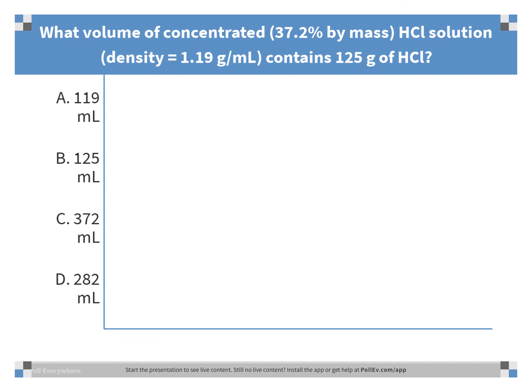Since we're starting with grams of the solution, grams will have to go on the bottom of the conversion factor, and milliliters would go on the top. So that 1.19 ends up being on the bottom of our conversion factor. So we divide by 1.19 to get our answer.